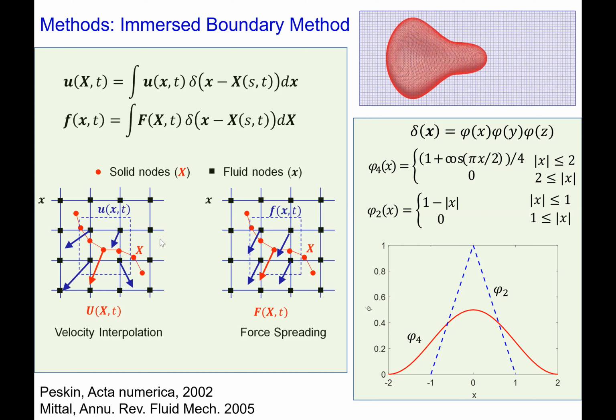And then you can choose different versions of delta functions. You can use 2 nodes or 4 nodes. Usually, the higher the number of nodes you use, the more accurate it will be. But again, at the same time, it costs more because you have to do more calculations for the surrounding fluid nodes. That's the idea of the immersed boundary method.